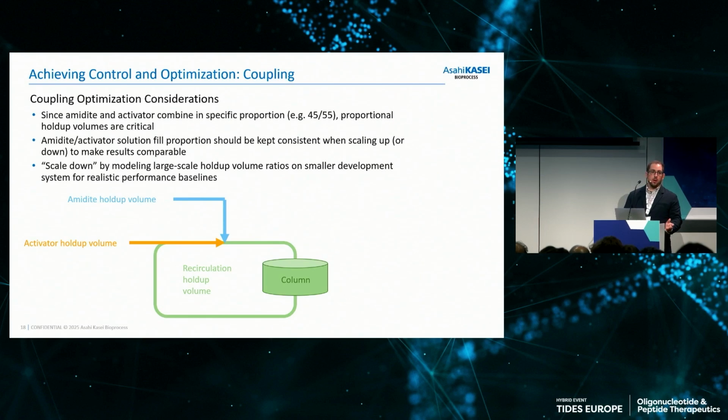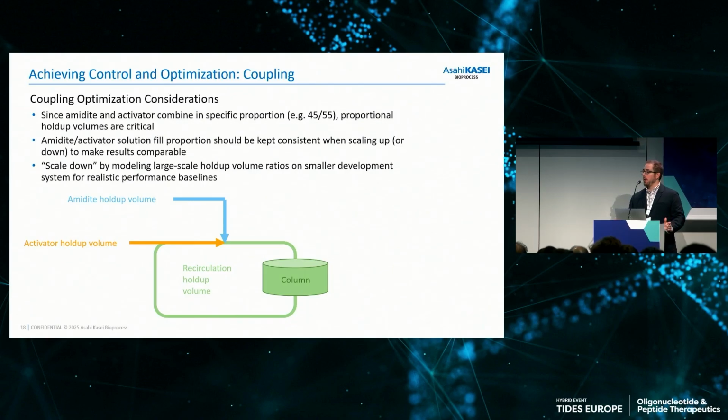Now, the amidite and activator proportion can be somewhere from 40-60 to a 60-40 proportion. And even there are exceptions. And so we need to make sure that we're introducing those solutions with proportional linear velocities. So if our amidite is going to be 40% of the solution, then the amidite should be 40% of the flow being delivered to the column.